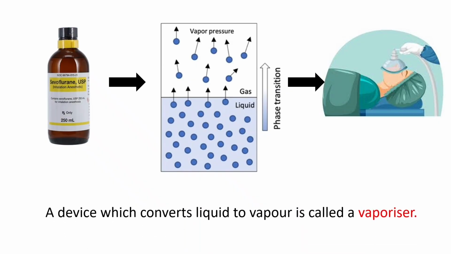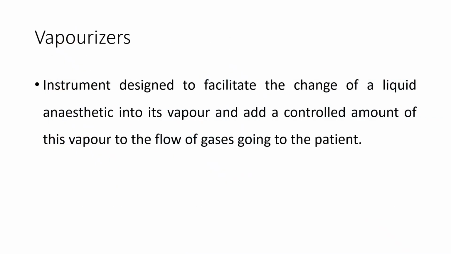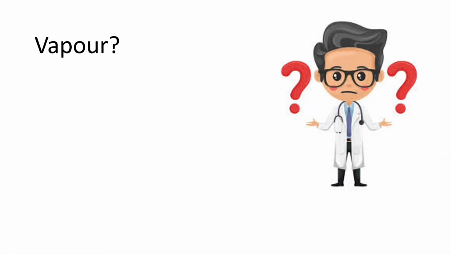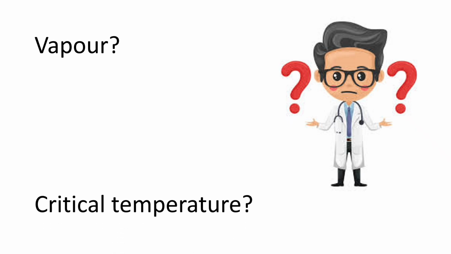So, vaporizer is defined as an instrument designed to facilitate the change of a liquid anesthetic into its vapor and add a controlled amount of this vapor to the flow of gases going to the patient. Now, as you can see, there are two components in this definition. One is converting the liquid inhalational anesthetic into its vapor. But can you give this entire vapor directly to the patient? No. So the other component of a vaporizer is to add a controlled amount of this vapor into the flow of gases going to the patient. And that is the reason why we need to understand exactly how the vaporizers work, because as end users, anesthesiologists control the amount of vapor going into the patient's lungs.